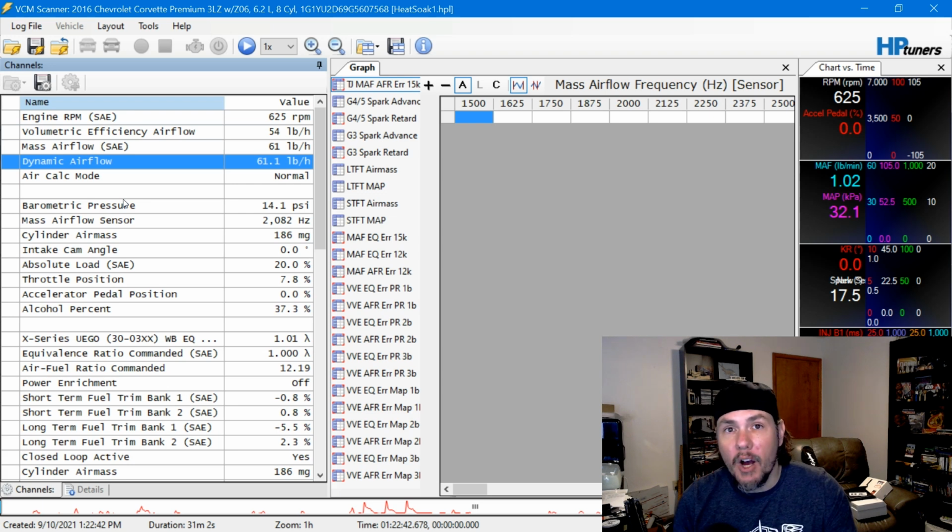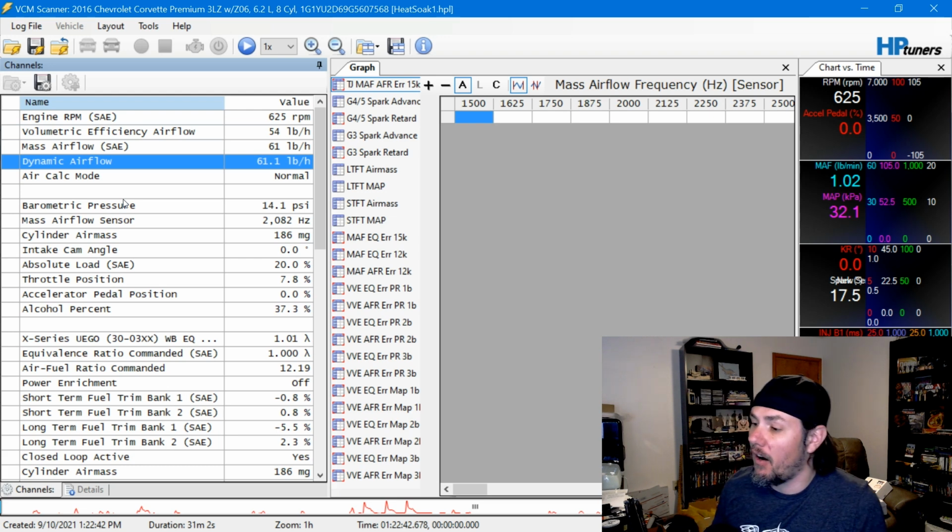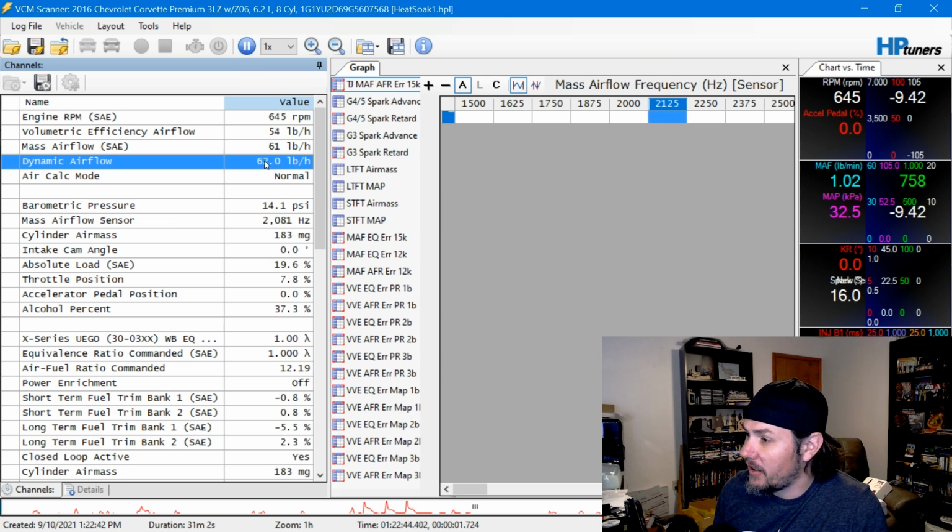But whenever we go over and tune the mass airflow system, we have no way of truly getting rid of that volumetric efficiency airflow. And because of that, it is skewing our values. If we take a look here, you can see right now that we are in normal mode. And if we play through here, look at this value. Our mass airflow is pretty solid at 60, 61, 62 pounds right now. But what is changing is our dynamic and volumetric efficiency airflow.